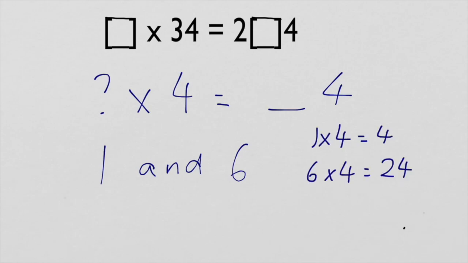So then I think to myself, if it is 1, will it work? 1 times 34, well, that can't be right, because the answer is going to be 200 and something. So it can't be 1, so in that case it has to be 6. So I'm going to erase that, put in 6. 6 times 34, then you can work that out to find the missing number in there. 204.